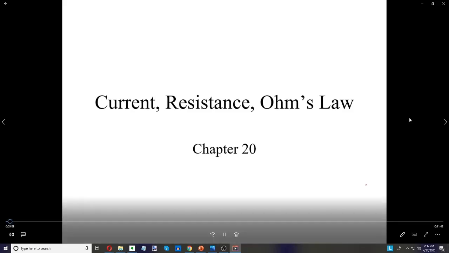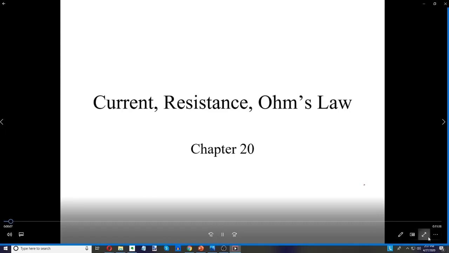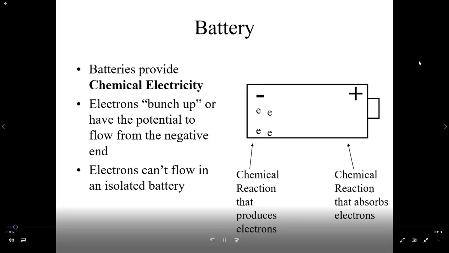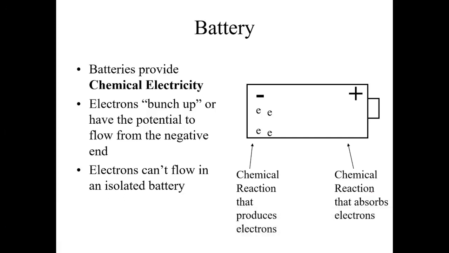So in this video, we're going to get started with current, resistance, and Ohm's law. Let me make it full screen because I think it'll be easier. So we'll talk about batteries. Batteries provide chemical electricity. Now they're still electrons. It's nothing different. It's just that there are chemical reactions.